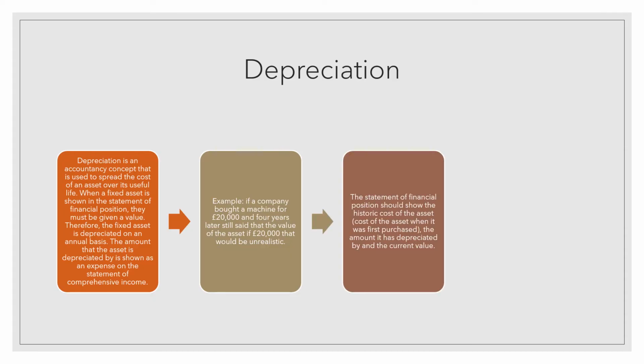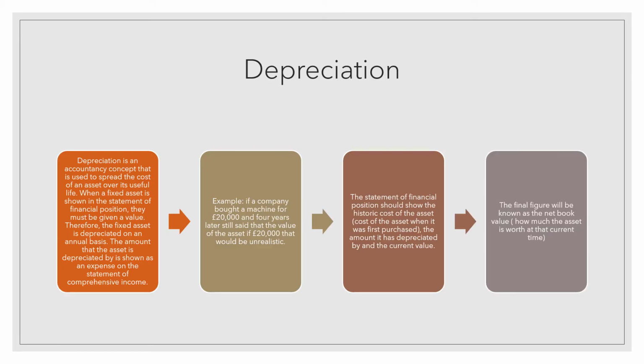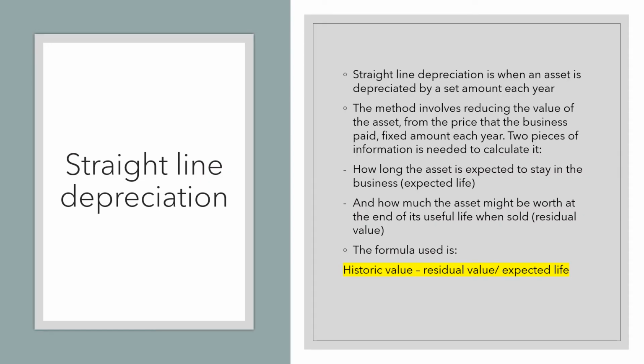The Statement of Financial Position should show the historic cost of the asset, which is the cost of the asset when they first purchased it, and the amount it has been depreciated by, and the current value. The final figure will be known as the net book value, so how much the asset is worth at that current time.